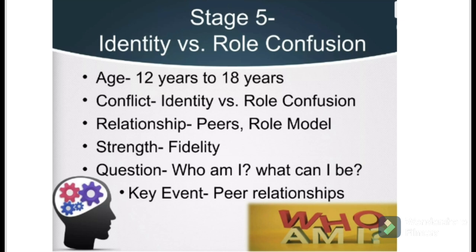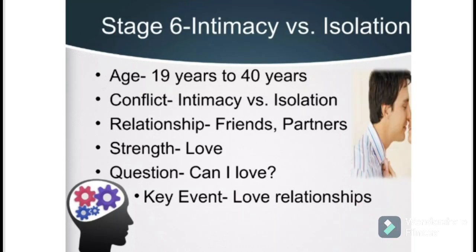Stage 6 is about intimacy versus isolation. The age group is 19 years to 40 years, a very large age group, in which a person gets into relationships, gets into marriage, and gets into intimacy. That means if they are living in a good, healthy relationship and they get healthy feedback, then they can lead to intimacy. But if there is anything negative here, if they do not get a positive, healthy relationship, then it leads towards isolation.